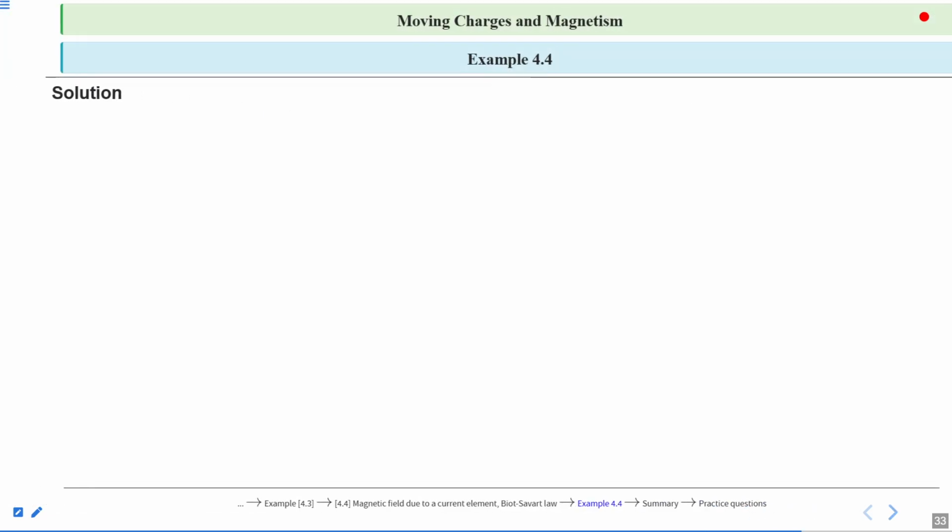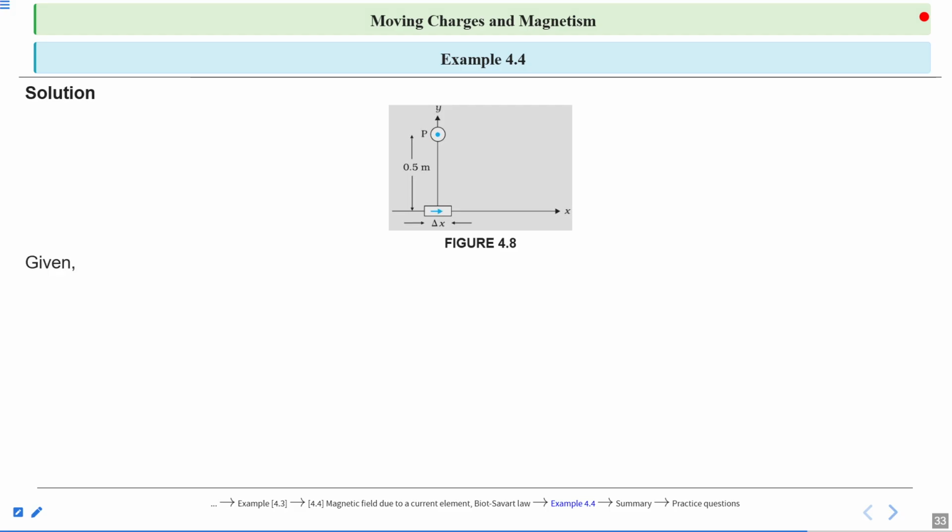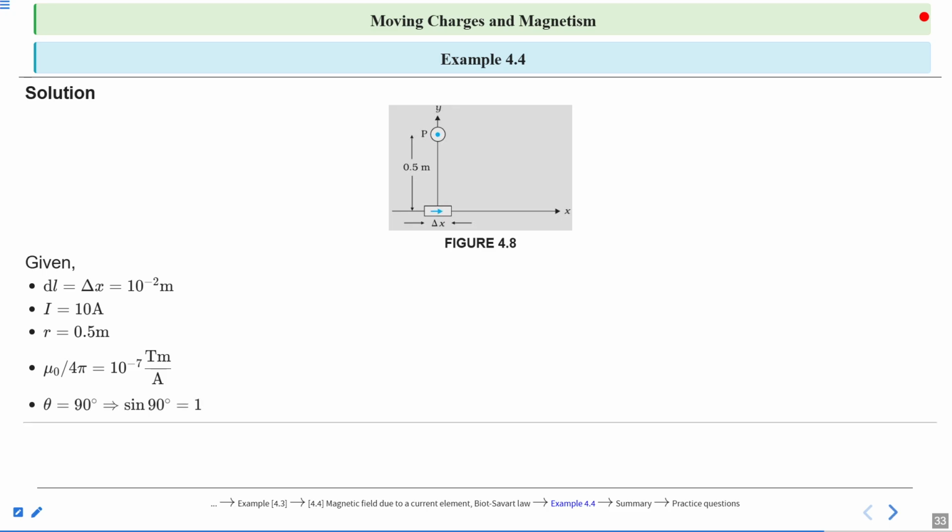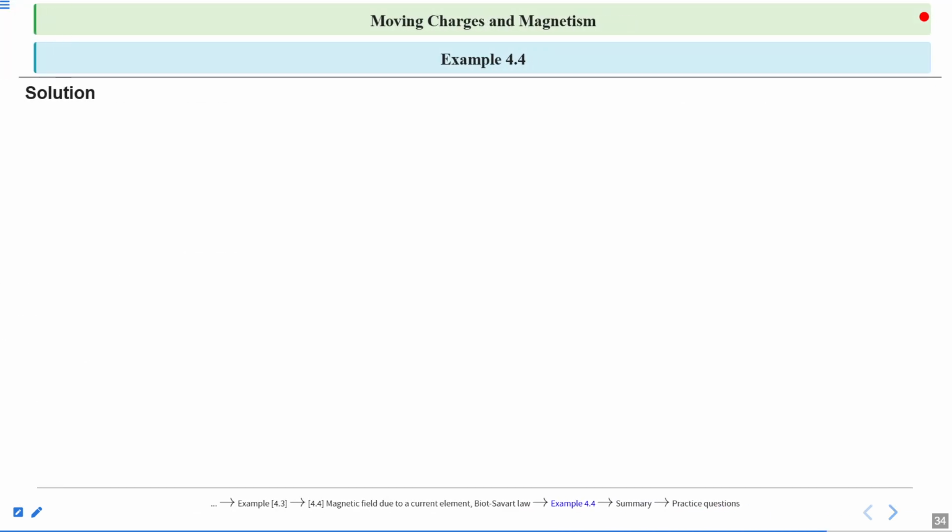So let's see the solution. What is given? dl equal to delta x equal to 10 raised power minus 2 meter. I is given, 10 ampere. R is given, 0.5 meter. And mu naught by 4 pi, we know this is constant, its value is 10 raised power minus 7 Tesla meter per ampere. Theta is also given, the angle between the r and dl vectors. The dl vector is towards the x axis and r is directed towards the y axis, so the angle is 90 degree. So sine 90 is 1. Now you can put the values in the formula.